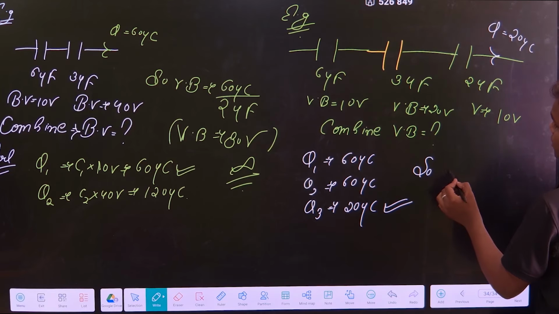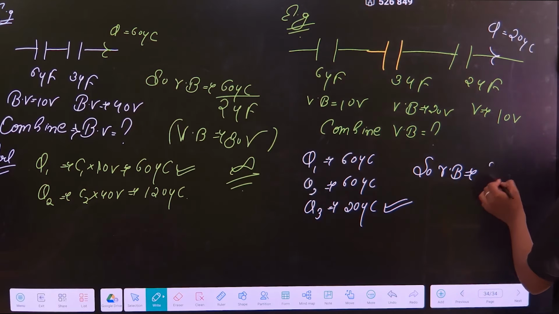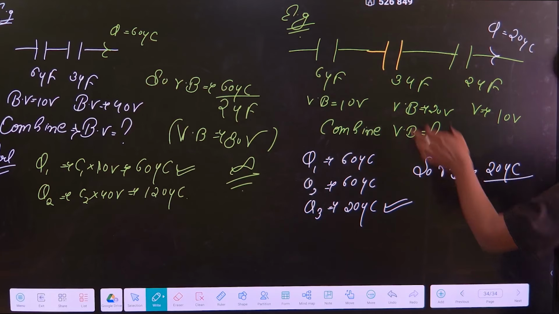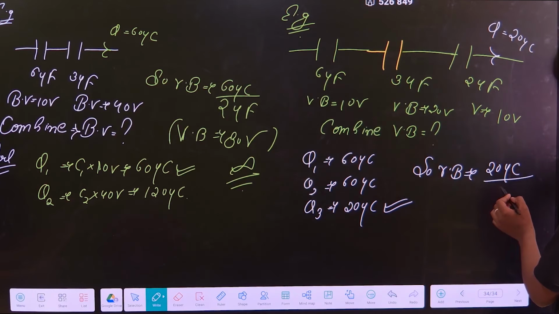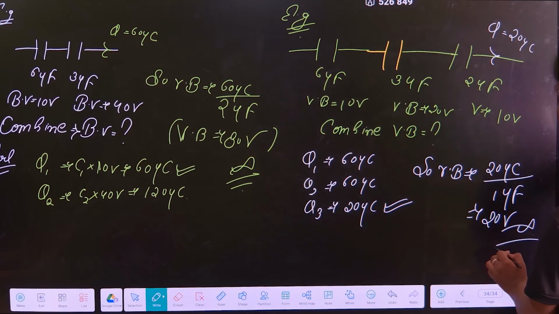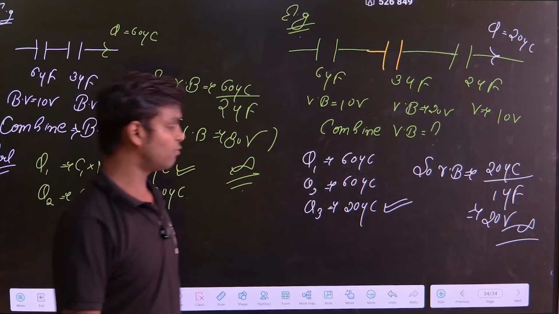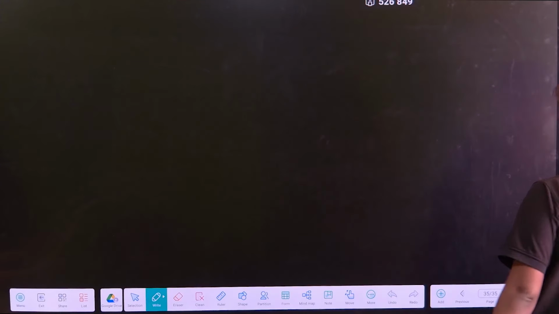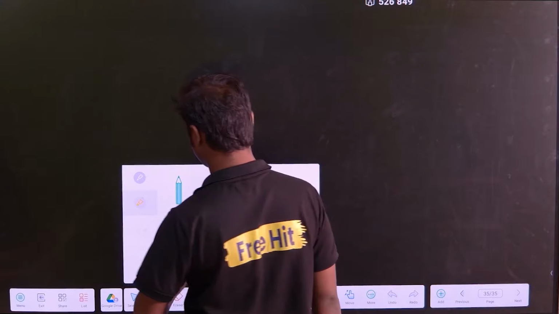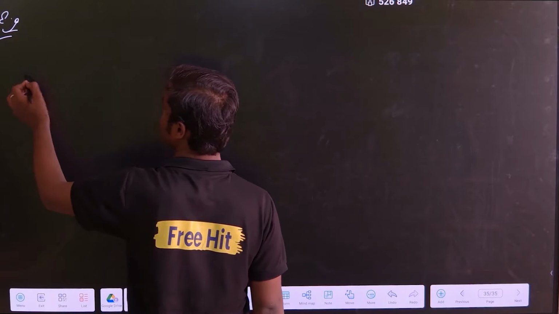So what is my combined breakdown voltage? The combined breakdown voltage will be very simple. It is 20 microcoulomb divided by the capacitance, where 6, 3 and 2 are in series. So this will be how much? 1 microfarad. So this will become 20 volt. The combined breakdown voltage will be 20 volt. Are you getting my point? Clear? Okay. So if you understand the concept, you can directly tell me the answer for this.